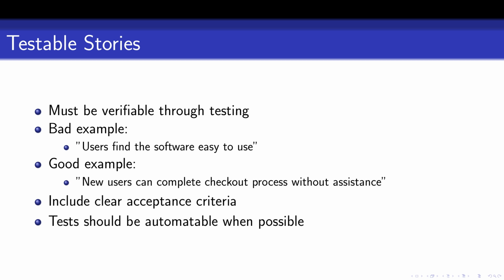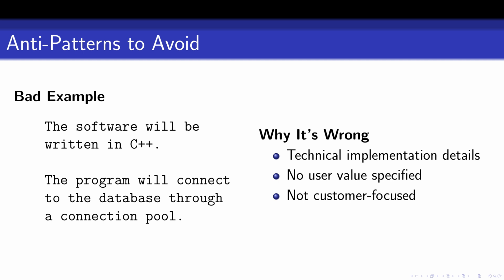For instance, "users can sign up and receive a confirmation email" is testable, while "improve the sign-up experience" is too vague. Avoid anti-patterns in user stories. For example, "the software will be written in C++" and "the program will connect to the database through a connection pool" are bad examples because they focus on technical implementation details and do not specify user value.